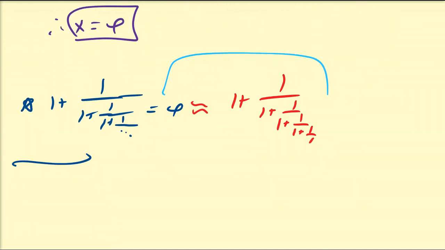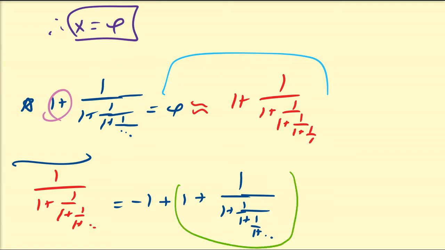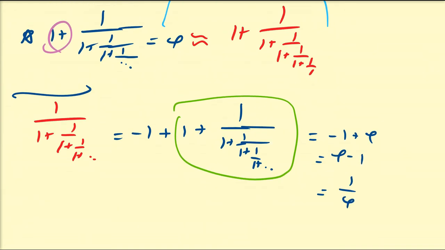One should be able to see, of course, that if I just have 1 over 1 plus 1 over 1 plus 1 over 1 plus and so on, that is, I'm missing this 1 plus. This is just the same thing as saying negative 1 plus 1 plus 1 over 1 plus 1 over 1 plus 1 over 1 plus 1 and so on, right? So of course, this thing is equal to phi. So this is equal to negative 1 plus phi, which is the same as the square root of 5 minus 1 over 2. And we know that is equal to 1 over phi, right? Which, as we know, is the silver ratio.